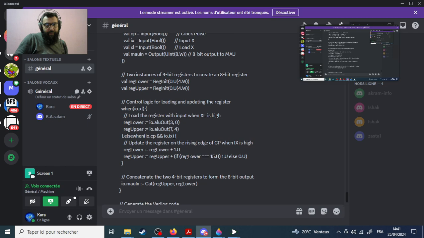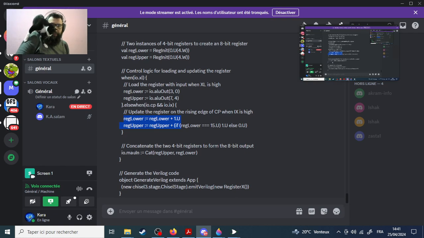You just need this condition. This is input. It's increment, not input. You have to increment here. Yes, this is it. And you have to merge that into one register, and it becomes easier to output the value of the register.